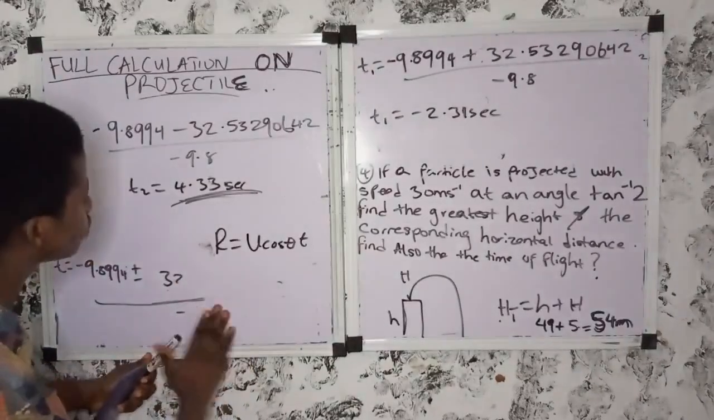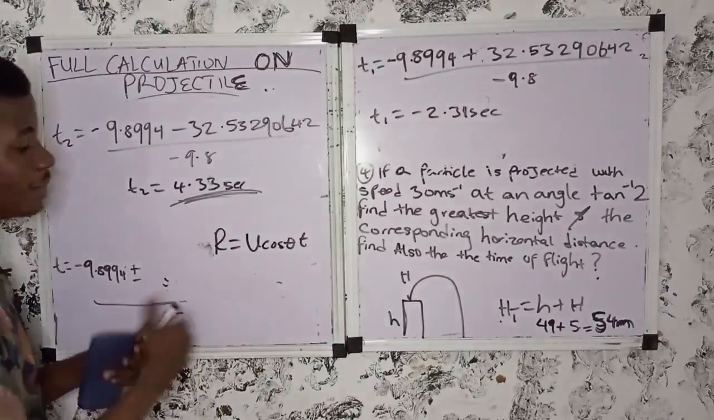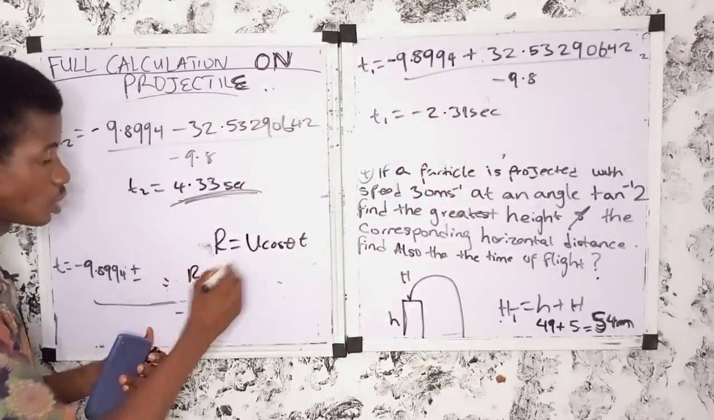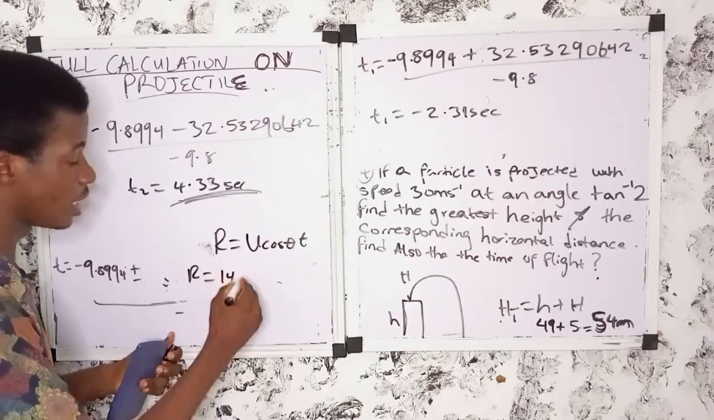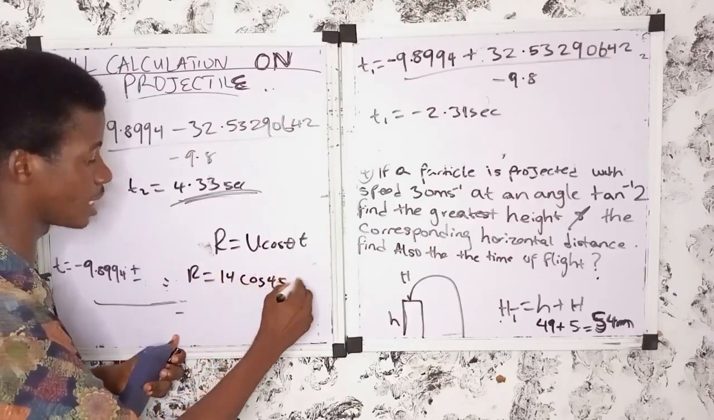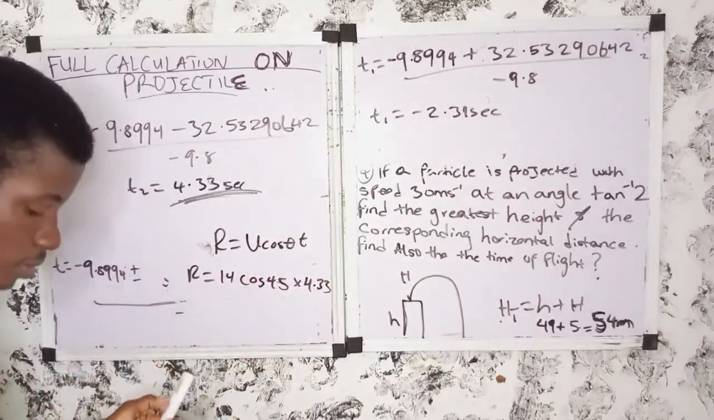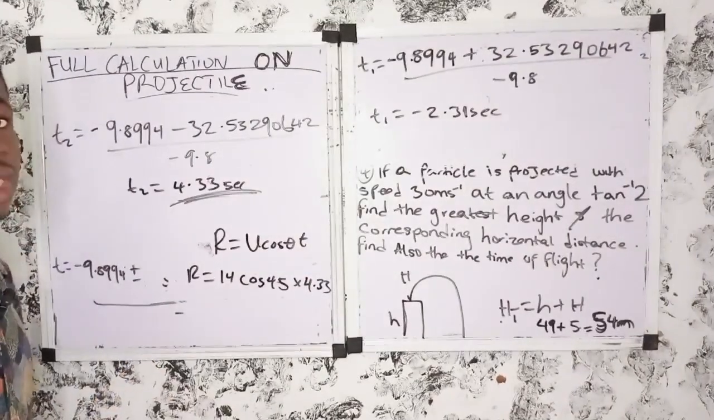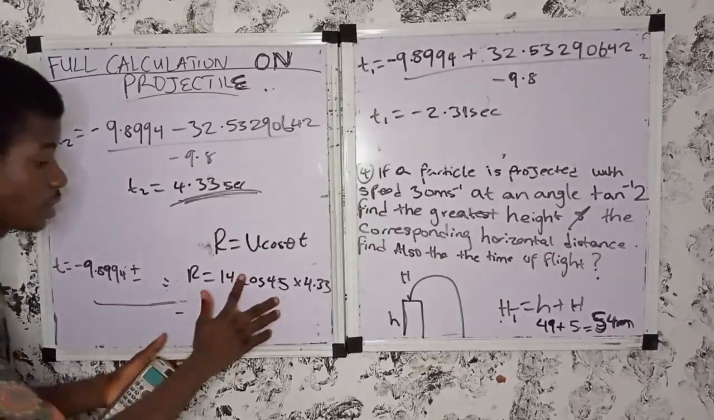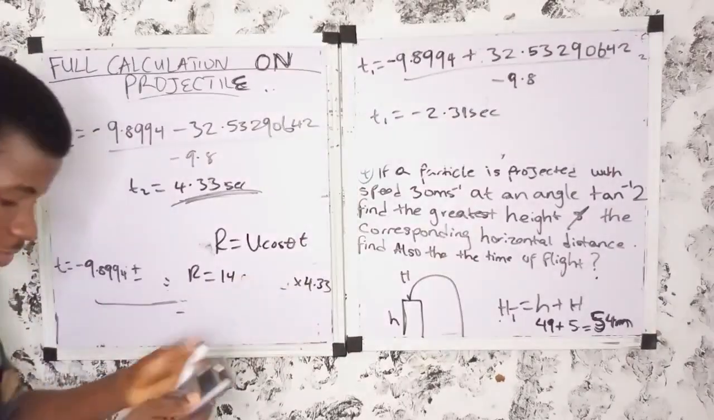Since we have gotten our time to be 4.33, now we are looking for range, right? So range will now be equals to what? U is 14, then cos 45, then times 4.33, right? So let's do everything. Now, cos 45 is 0.7071.